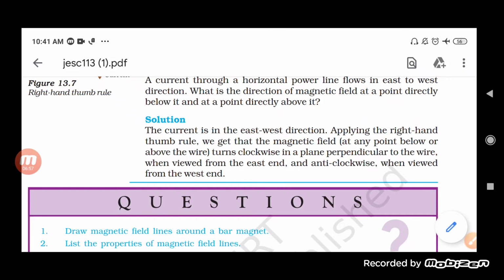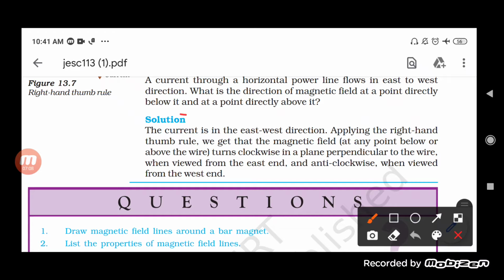Here a question is also given. The current through a horizontal power line flows in the east to west direction. What is the direction of the magnetic field at a point directly below it and at a point directly above it?